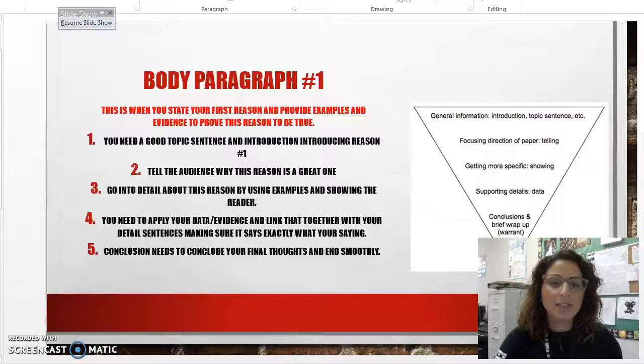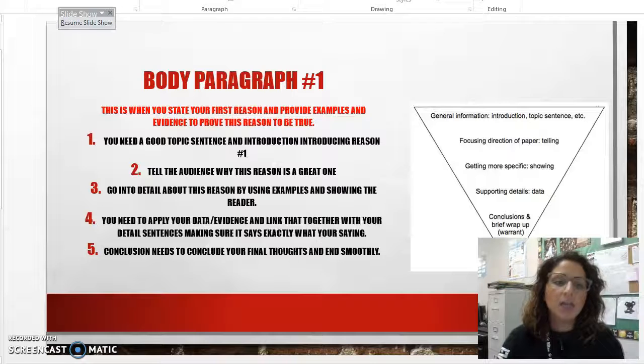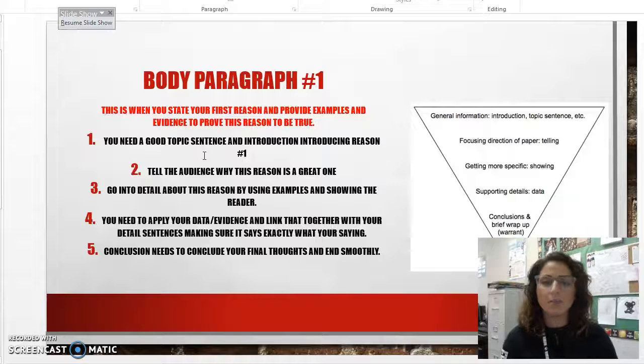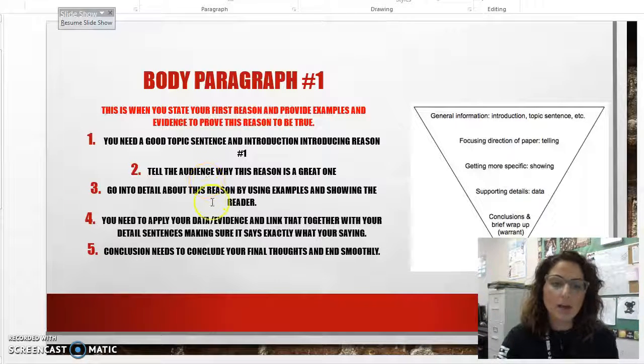So this is when you state your first reason, and if you move on to the second paragraph, that's your second reason, and your third body paragraph is your third reason. So you need a good topic sentence and introduction introducing reason number 1, 2, or 3, depending on which body you're on. You tell the audience why the reason is a great one. Why do they need to believe the same thing as you, right? So what's going on? You need to give detail and examples and show the reader why this is important.